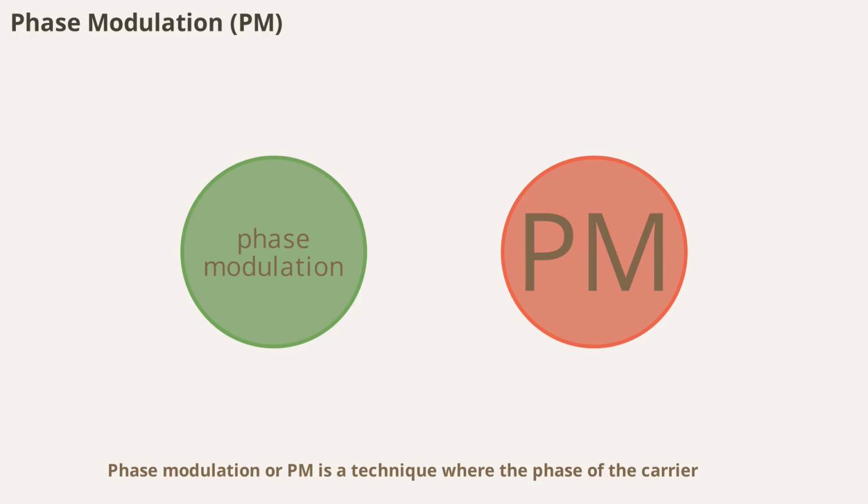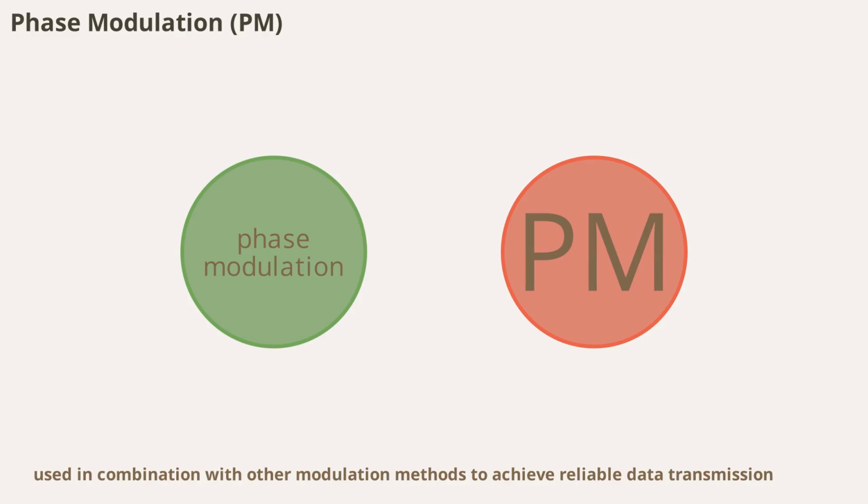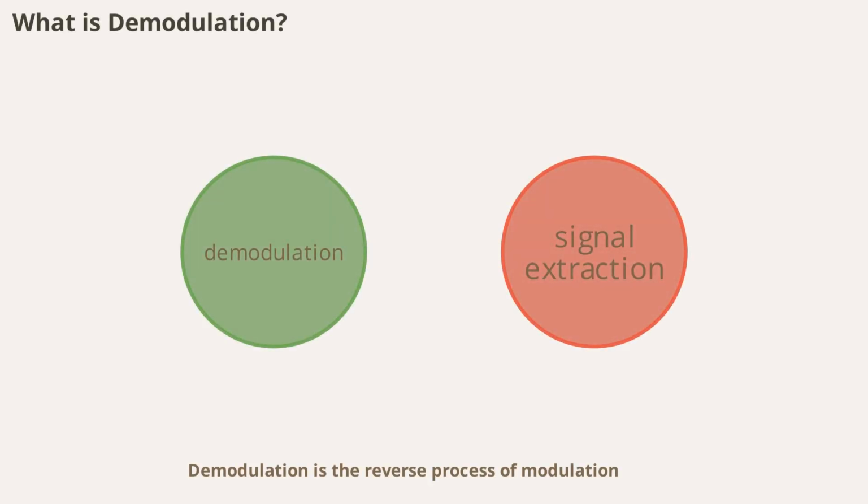Phase modulation, or PM, is a technique where the phase of the carrier signal is changed in accordance with the information signal. PM is closely related to FM and is used in various digital communication systems. It provides certain advantages in terms of bandwidth efficiency and is often used in combination with other modulation methods to achieve reliable data transmission.